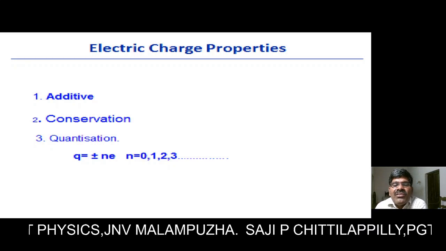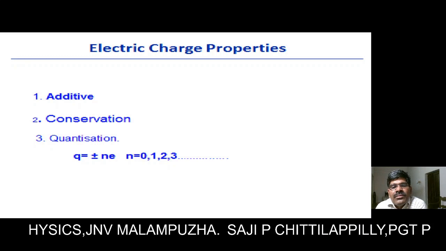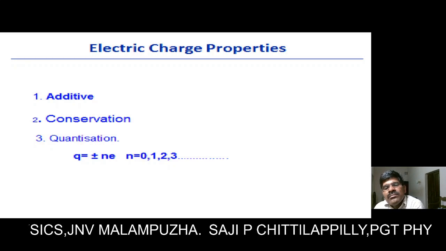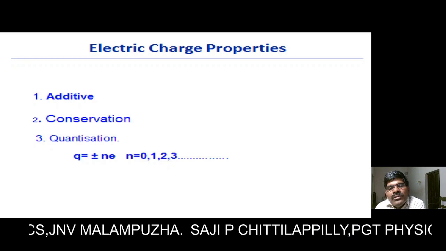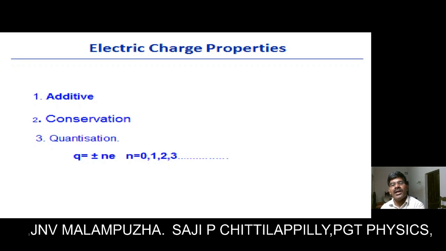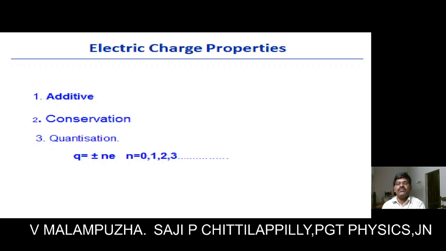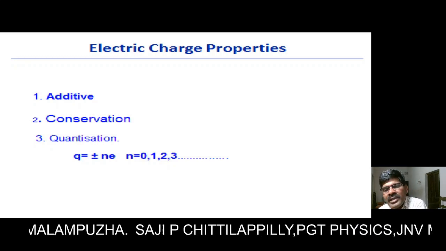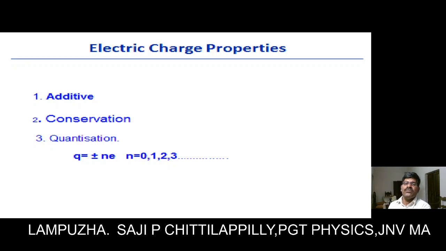Another property is conservation. What do we mean by conservation? Charges can neither be created nor destroyed. Due to friction, charges are transferring from one body to another body. When a glass rod is rubbed with silk, electrons are transferring from glass to silk. There is no creation of charges. The substance which gains electrons becomes negatively charged. The substance which loses electrons becomes positively charged.